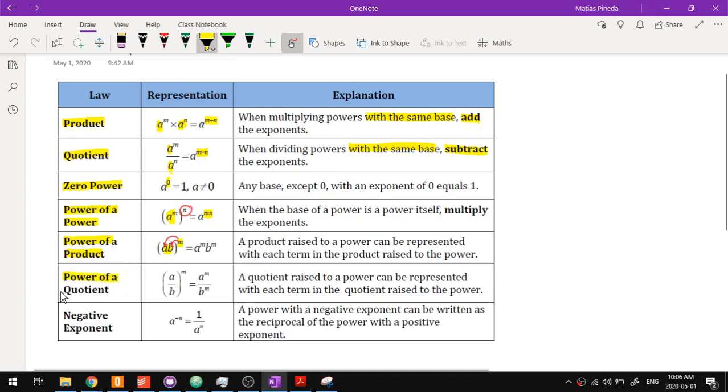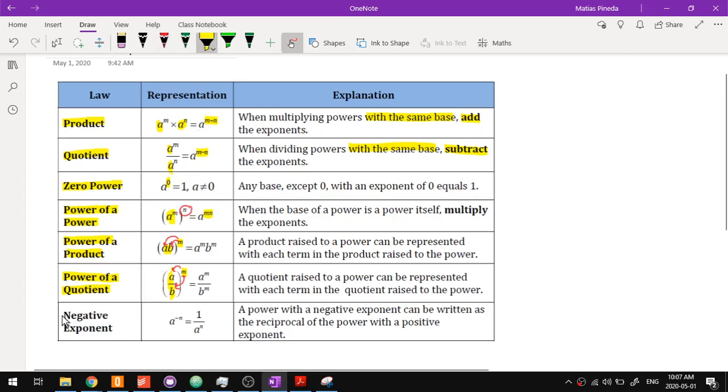Power of a quotient. So we have a quotient, in this case a divided by b, to the power of m. This can be represented by applying the exponent to each of the terms in the quotient. So m is applied to the numerator, m is also applied to the denominator, and we're going to get a to the power of m divided by b to the power of m.